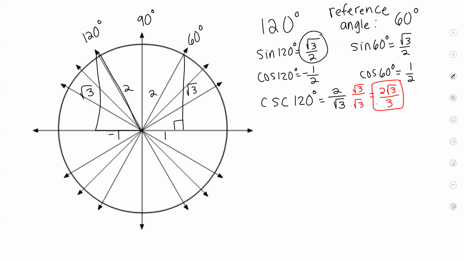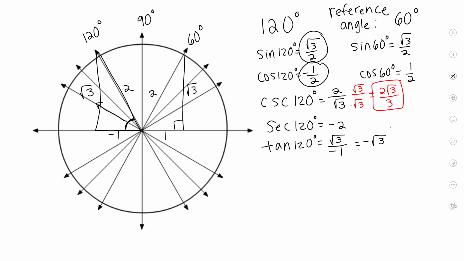Okay, let's do secant of 120 degrees. It'll be what? -2. You got it. You just flip. You get the reciprocal of cosine at 120 degrees. Okay, now let's figure out tangent of 120 degrees. It's going to be the y value over the x value. So that's square root of 3 over -1, which is just negative square root of 3.